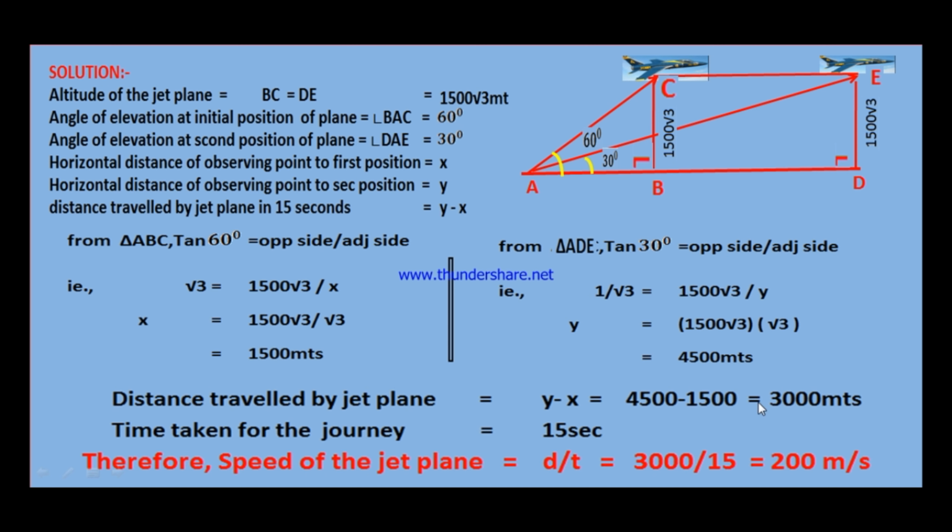4500 minus 1500 is 3000 meters. The time taken for this journey is 15 seconds. Therefore, the speed of the plane is d by t, distance travelled by the time taken. 3000 by 15. 15 in 30 goes 2 times and 2 more zeros. Therefore this is 200 meters per second. This is the speed of the jet plane.